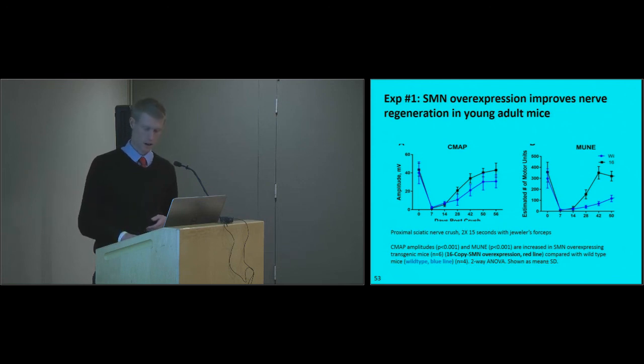So right now, we are generating mice. This is transgenic; they always express high levels. What we want to do is have mice that we induce SMN levels after nerve injury, so it's more translational.